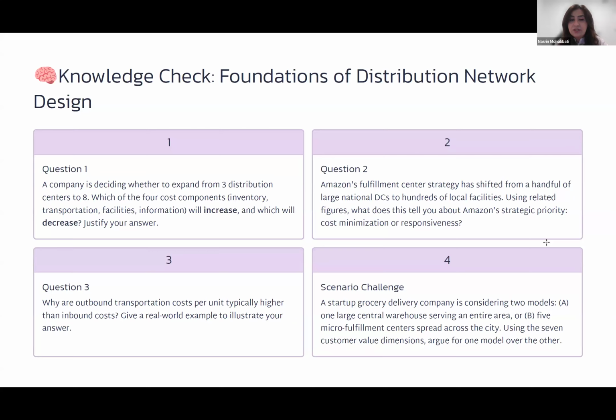And last question, a startup grocery delivery company is considering two models, one large central warehouse serving an entire area and 5 micro fulfillment centers spread across the city. Using the 7 value dimensions of customers we just talked about, argue which model works better.